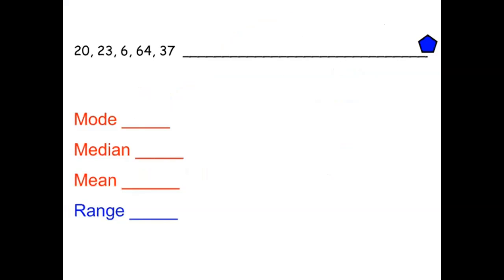To save a little time, I've already put these numbers in order, and that's the first thing you want to do when you have a data set: place all the numbers in order from least to greatest, and that'll help you find these different measures. So the mode is easy. There is no number that appears more than once, so there's actually no mode in this data set. Be careful you don't put 0. That's a common mistake that kids make, because if you put 0, you're saying 0 is the most common number, and we don't even have a 0 in that data set. So you would write none or no mode.